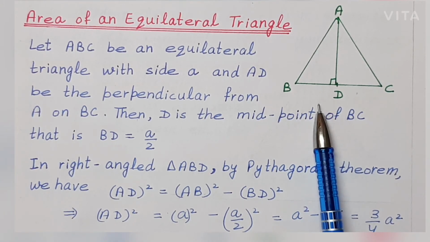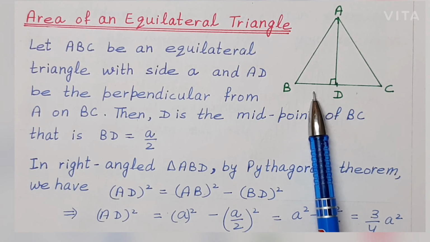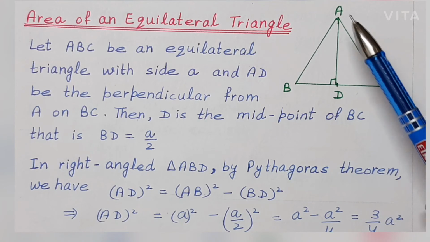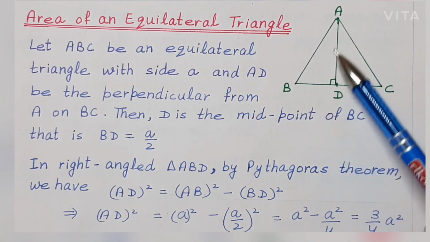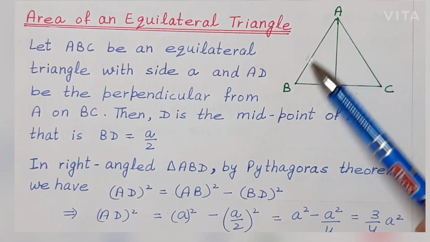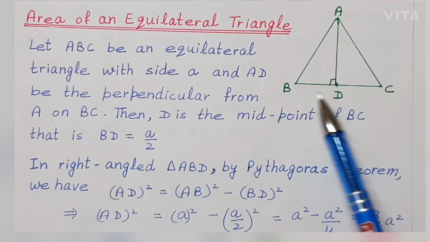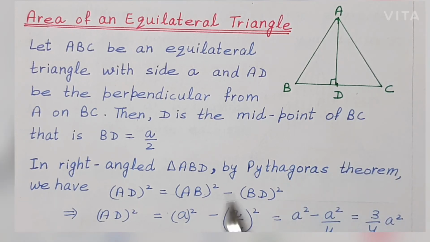So let us assume BD as a upon 2. Now why a upon 2? Because BC we have assumed as a, so half of a is a by 2. Now let us apply Pythagoras theorem in triangle ABD. So here AB square is equal to BD square plus AD square, right? Or you can say AD square is AB square minus BD square.